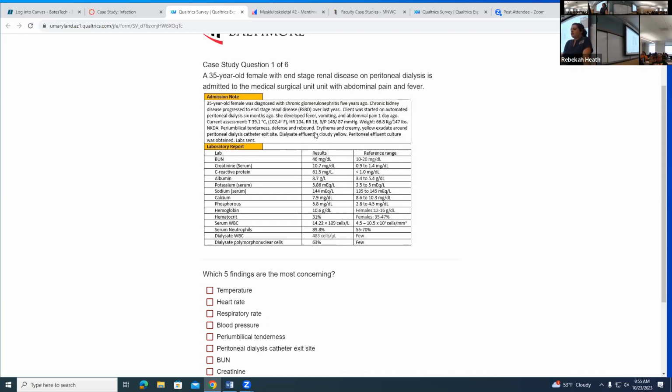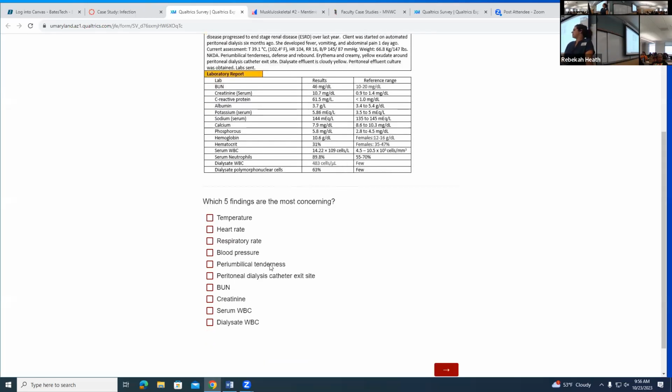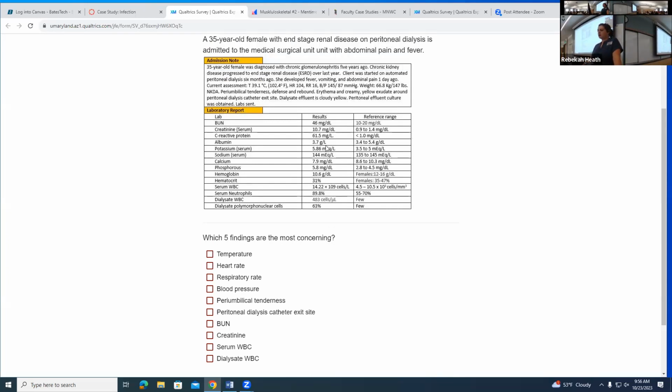All right. So the fluid is cloudy yellow, and the culture was obtained and labs are sent. So here are our labs. I'm not even going to look all over them right now because I want to see what the question is about. That's another trick for you: you don't have to look over all of it right away. What is the question actually asking you? Then you can go back and look. It says, what 5 findings are the most concerning? Temperature, 102.4. Yeah, that's pretty high. Unless something else is crazy, I'm going to click that because that seems pretty concerning. Heart rate 104. Not really. That's a little bit higher than normal, but I wouldn't be jumping out to go see them right away.